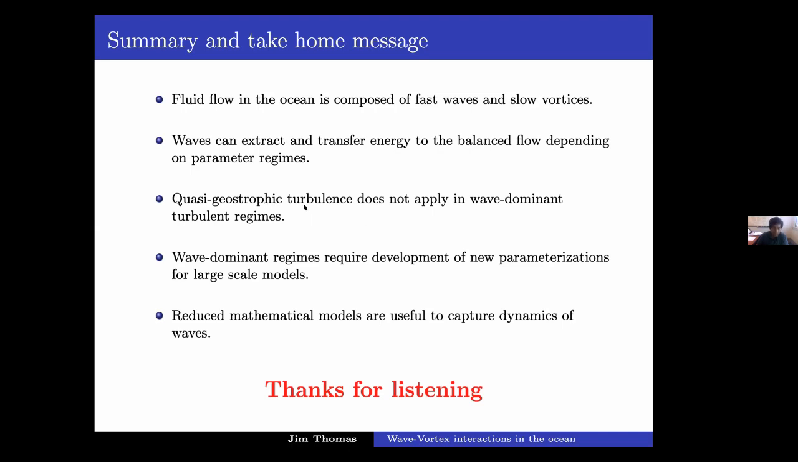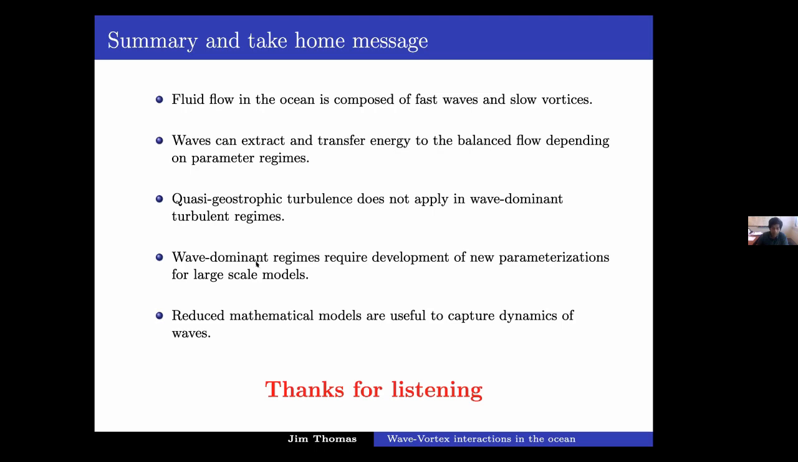At mesoscales in the ocean, 10 to 100 kilometer scales, it's widely believed that quasi-geostrophic turbulence would work, and you would get a first prediction of what happens in these regimes using quasi-geostrophic turbulence. But as I showed, in wave-dominant regimes, the phenomenology is very different. You need to keep track of these waves to understand the turbulent dynamics of the regime. And these wave-dominant regimes are still very open.